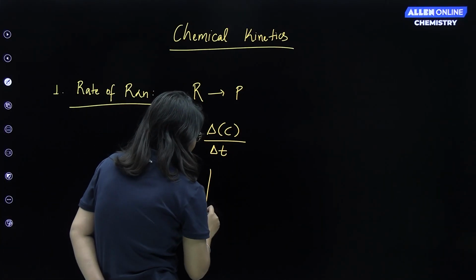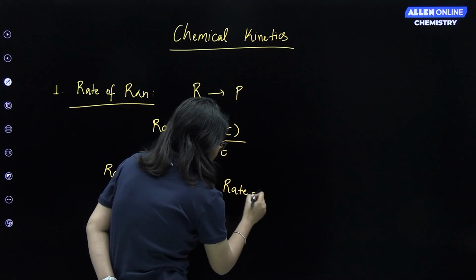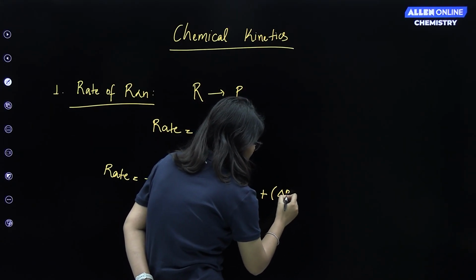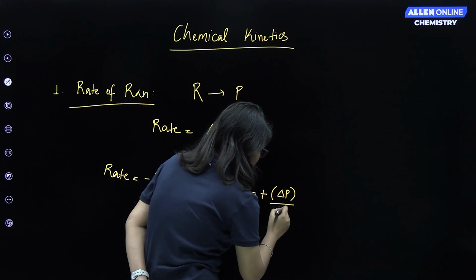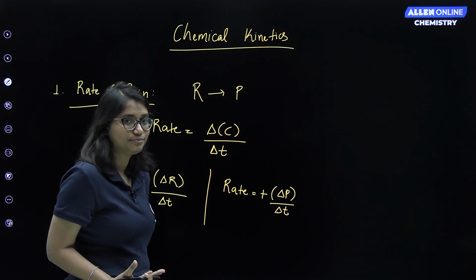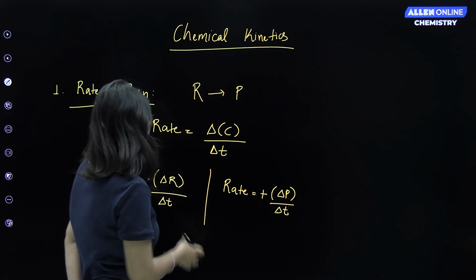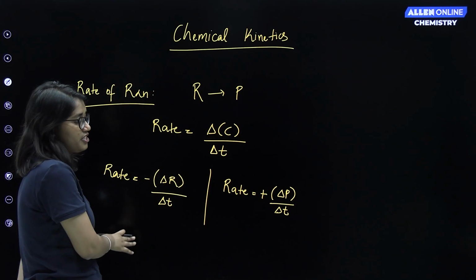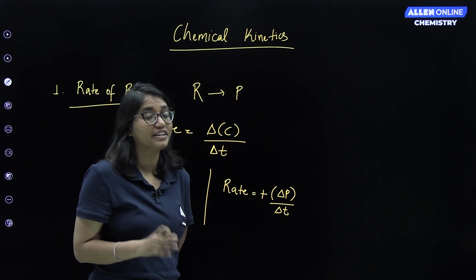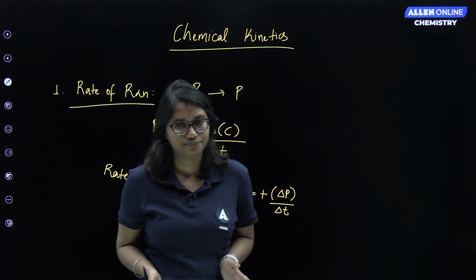And for product, what we can write is rate is equal to positive of change in concentration of product per unit time. Here the positive sign denotes that concentration is increasing. The negative sign denotes that reactant concentration is decreasing with time, while the positive sign denotes that product concentration is increasing with time. This sign convention is very important for problem solving.